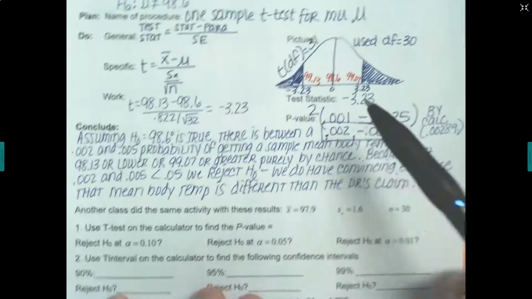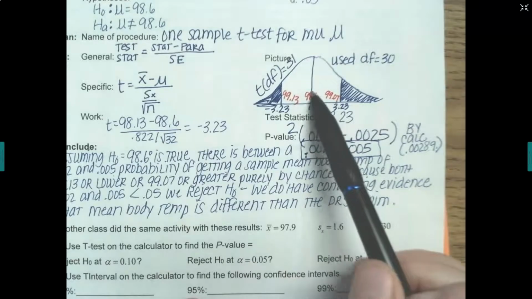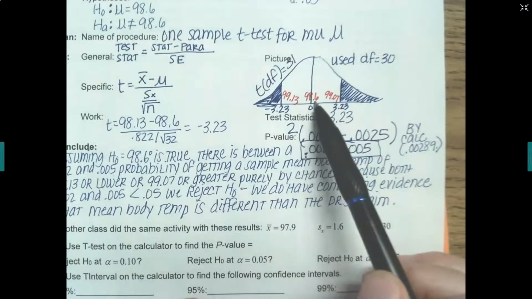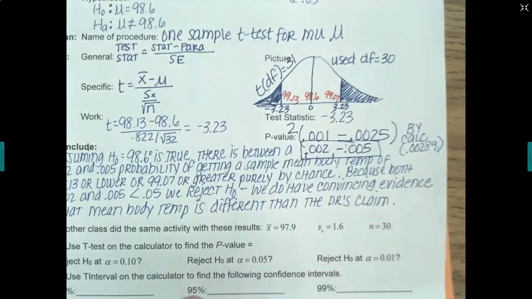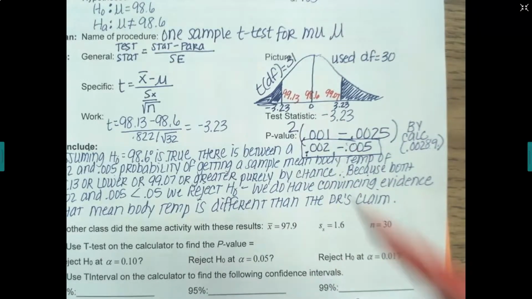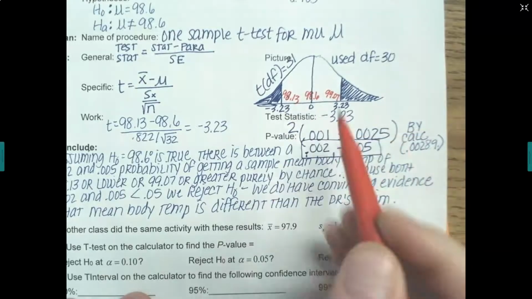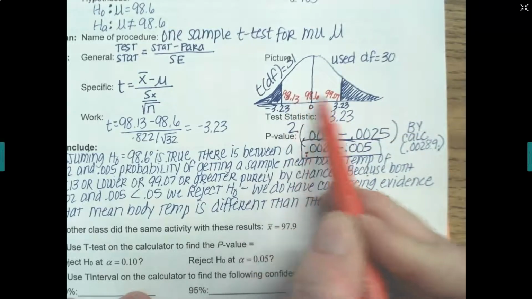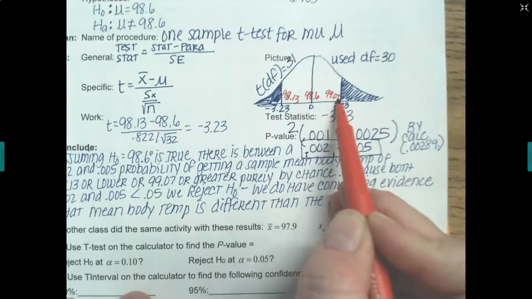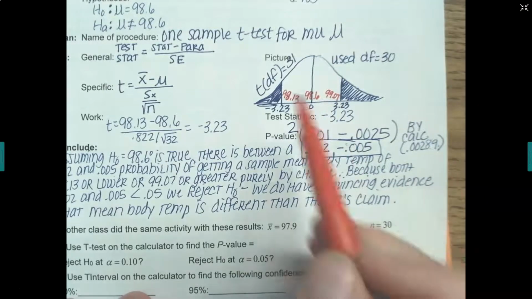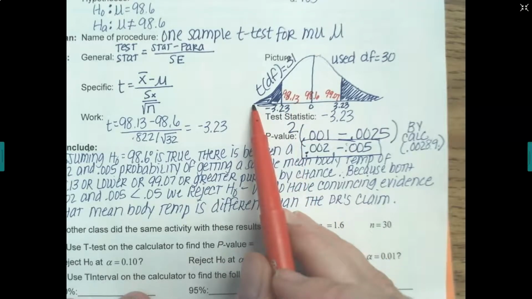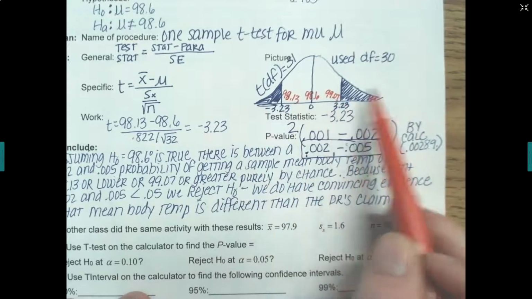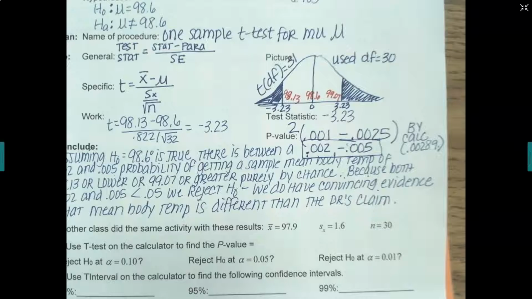Now those numbers, remember, our null was 98.6. We got a sample of 98.13. So what I did is I said, how far apart are these? And I applied the same distance over here because the distribution is symmetrical, and that's where the 99.07 is. So we said 98.13 or less, which is what we have shaded, or 99.07 or greater, which is what we have shaded. That's where those numbers came from.